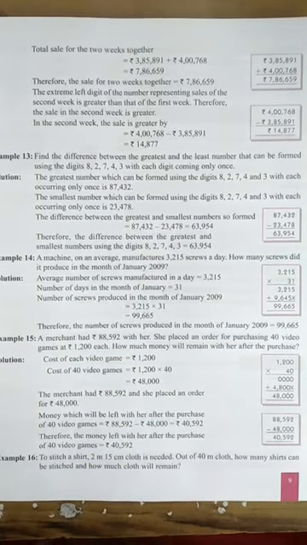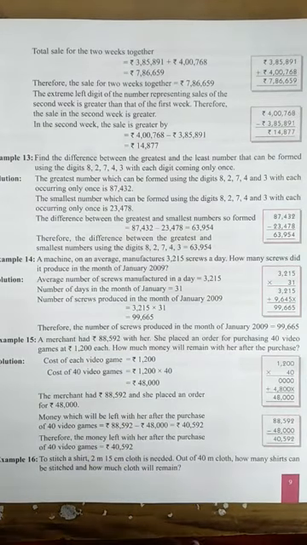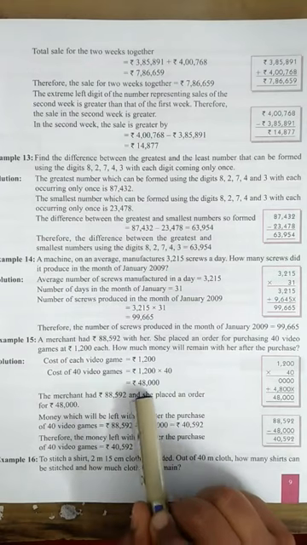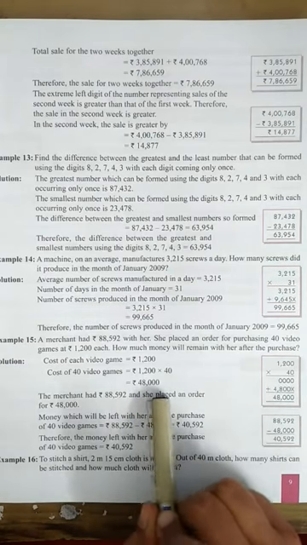So, she wants to purchase 40 video games, and the cost of one video game is 1200. Now, first of all, we find the cost of 40 video games. We multiply 40 by 1200, and we get the answer, that is 48,000.